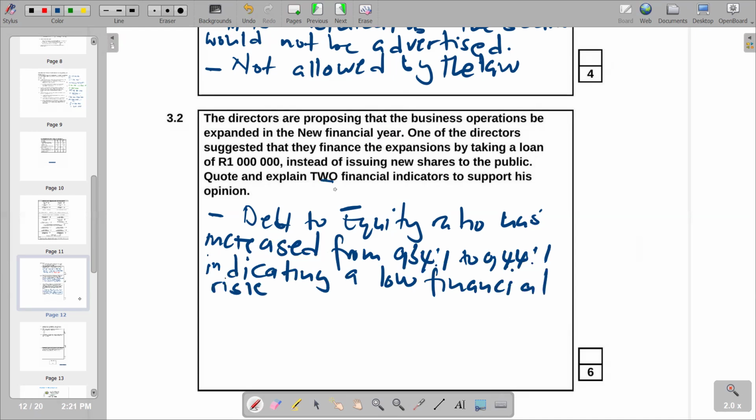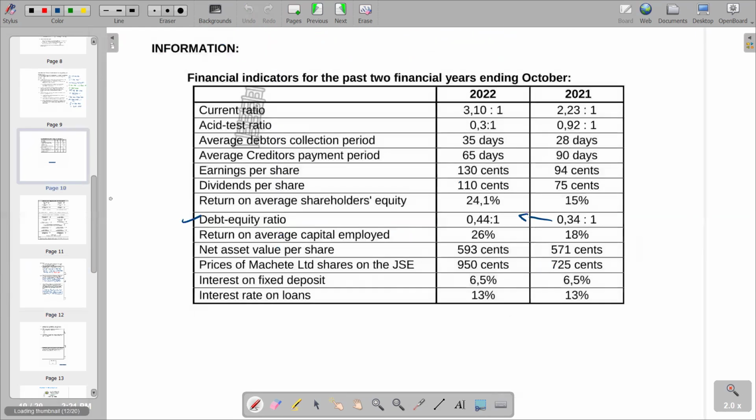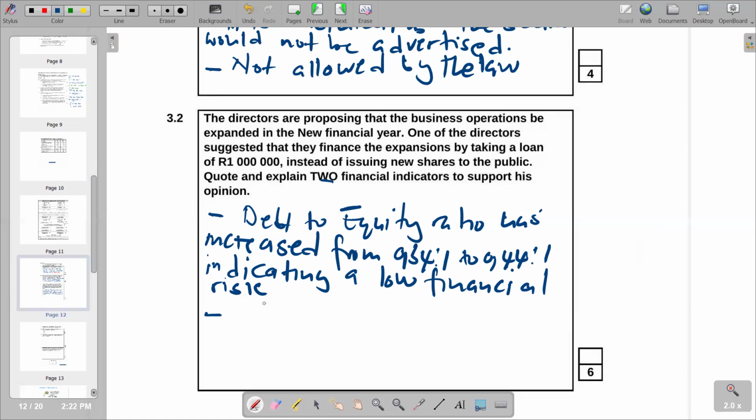The question asks for two points. So if you go again to the information given, we can check the return on capital employed to see if we can increase the debt or increase the loan. We see that return on capital employed has increased from 18% to 26%. But 26% return on average capital employed is more than the interest rate, which is 13%. 26% being more than 13%. In that case, we see that the business is positively geared. If it's positively geared, it's going to be beneficial to increase the debt. So basically, on the second point, the company is positively geared.